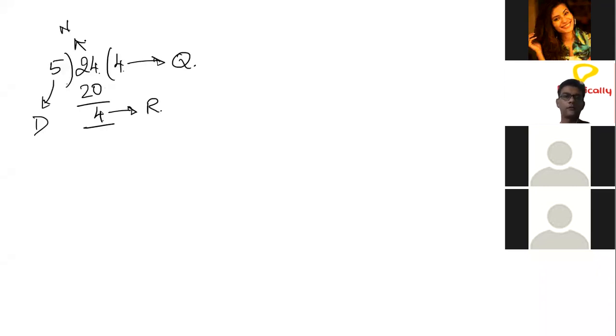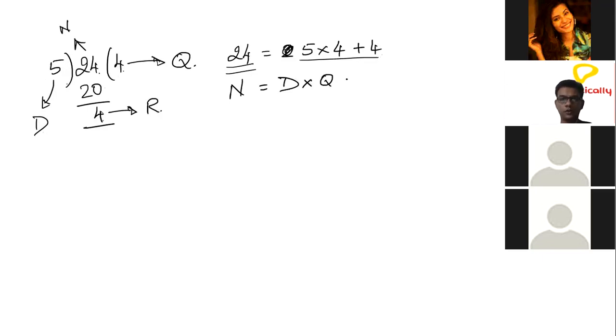So you have 4 parameters that you have to remember. One, the divisor, the number that you're going to divide by. One, the number itself, which is called the dividend. One is the quotient and one is the remainder. Now, if you look at these values, you can always say that 24 is equal to 5 into 4 plus 4, correct? Which means your number is equal to the divisor that you're dividing by, into the quotient that you've got, plus the remainder.